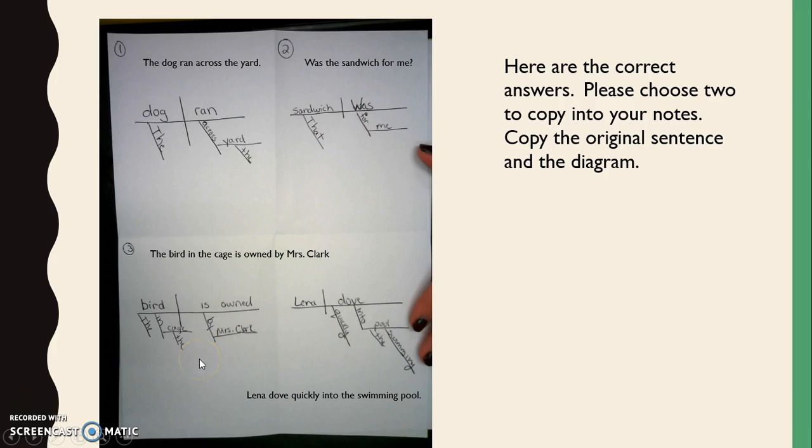The bird in the cage is owned by Mrs. Clark. Which bird? The bird in the cage. So in the cage modifies bird. Is owned is your verb phrase. By Mrs. Clark modifies who it's owned by. So there you go. You've got an adverb phrase and an adjective phrase in this one. And then, Lena dove quickly into the swimming pool. And into the swimming pool tells us where Lena dove. So it modifies dove. Choose 2 of these to copy into the practice section of your notes, please.